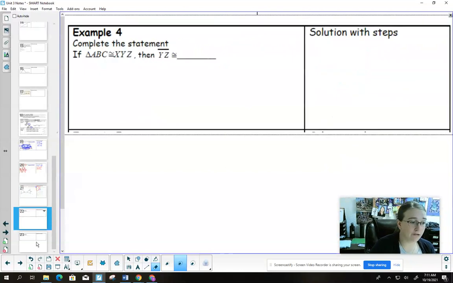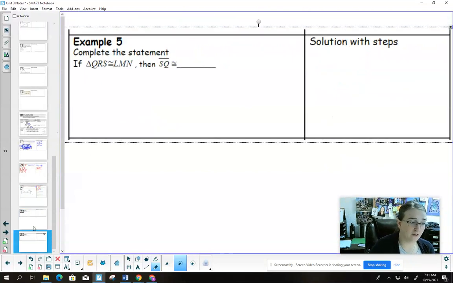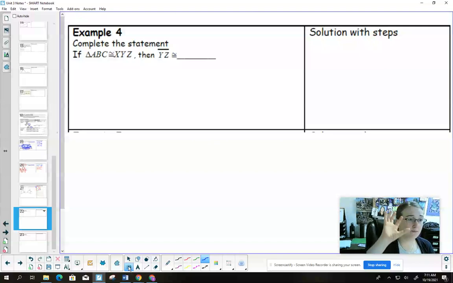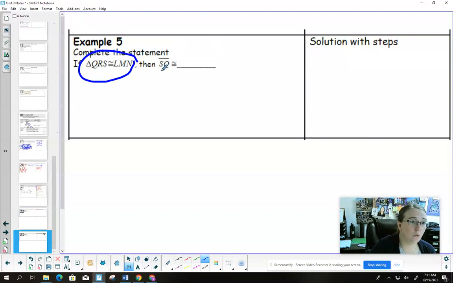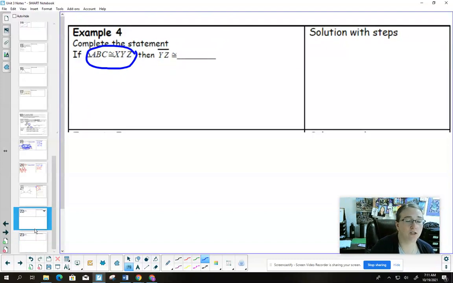To sum up this video, I want you to try example 4 and example 5. It is just, again, putting together, based on this statement, what do we know YZ is congruent to? Based on this statement, what do we know SQ is congruent to? So once more, try 4 and 5, and that'll be the end of your Edpuzzle for today.